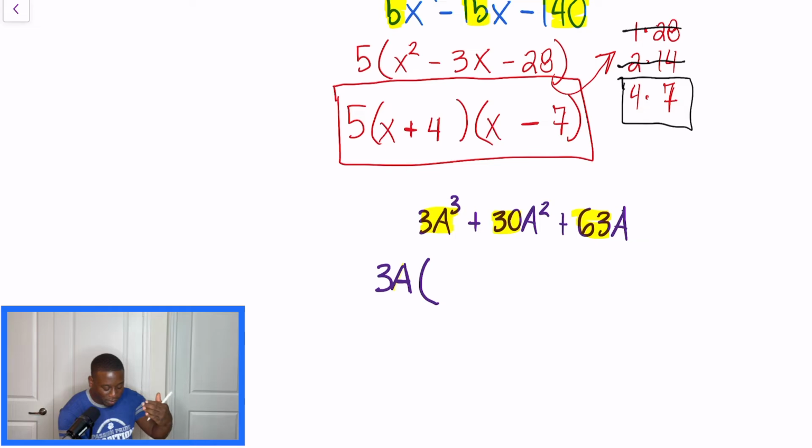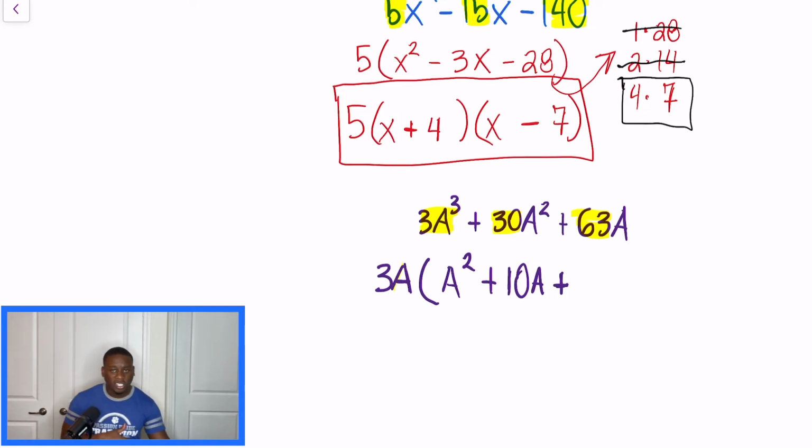So 3a to the third, once we divide by 3, it's just a to the third, and then we pulled out an a, so this turns to a squared. Same thing with our middle term. We divide by 3. This turns into 10. And then a squared, if we pulled out an a, now that is just 10a. And then in the last term, 63a, pull the a out, it's just 63 by itself. So after we divide 63 by 3, we're going to get 21, right?